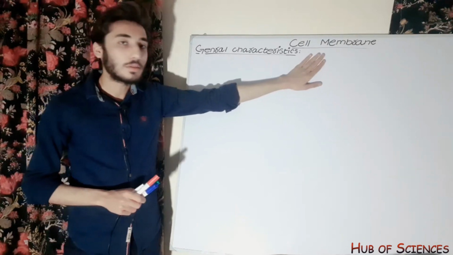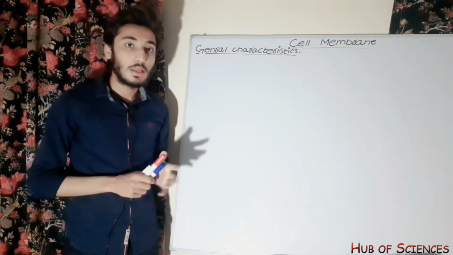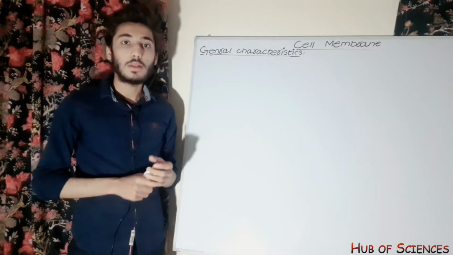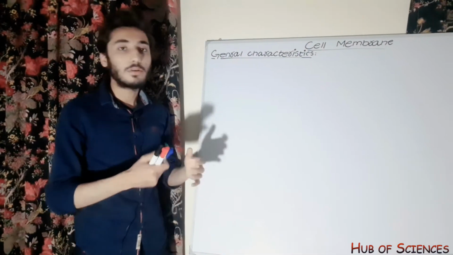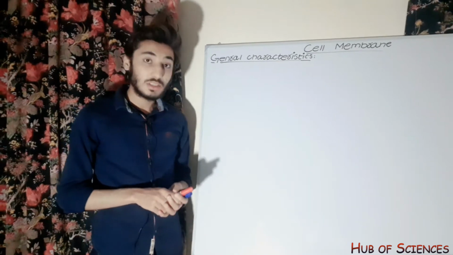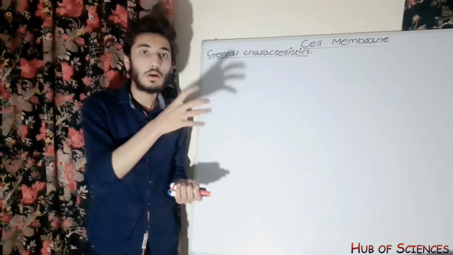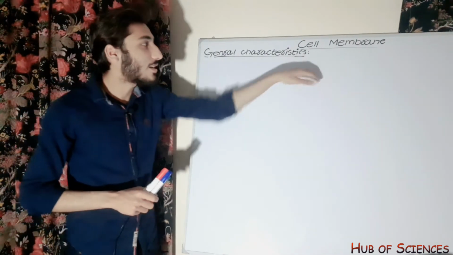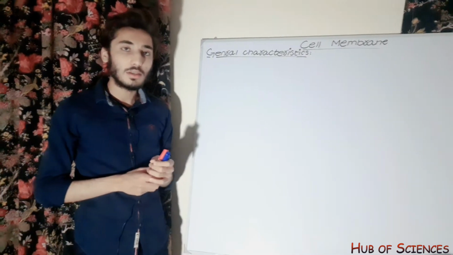Our concern is about the cell membrane, which is also known as the plasma membrane. We have to discuss its functions, its relations, its characteristics, its structure, how it is arranged around the cell, and how it performs various types of functions, which are essential for the survival of the whole cell. So first of all, we discuss the general characteristics of the cell membrane. What are the general characteristics?